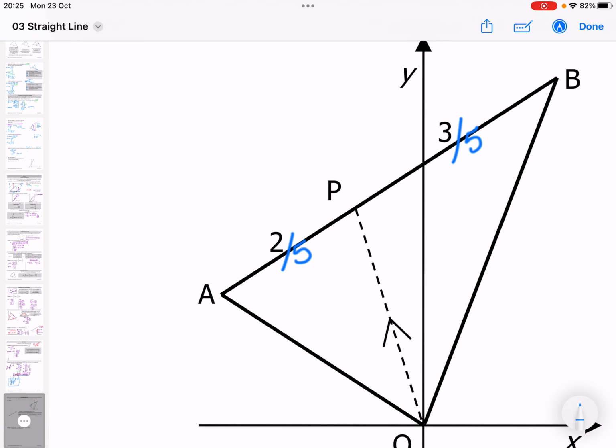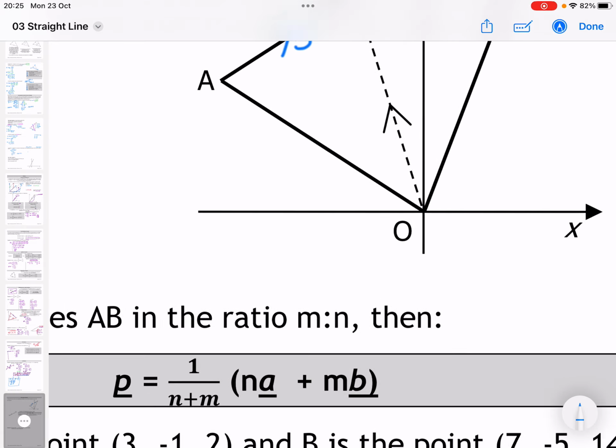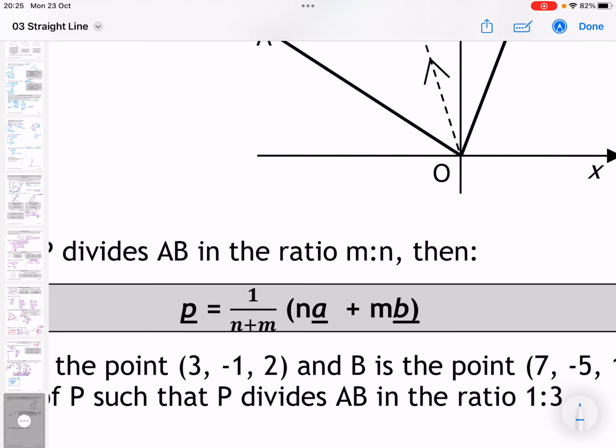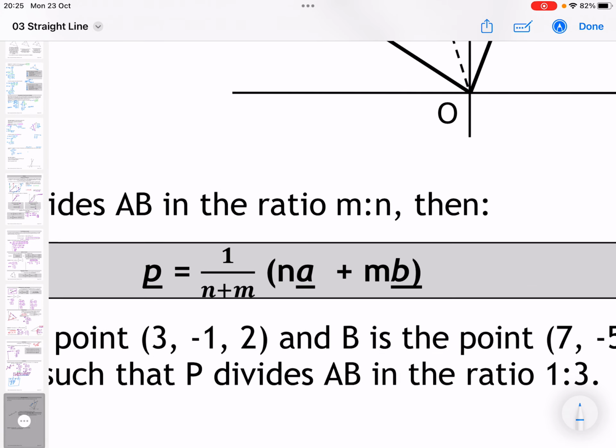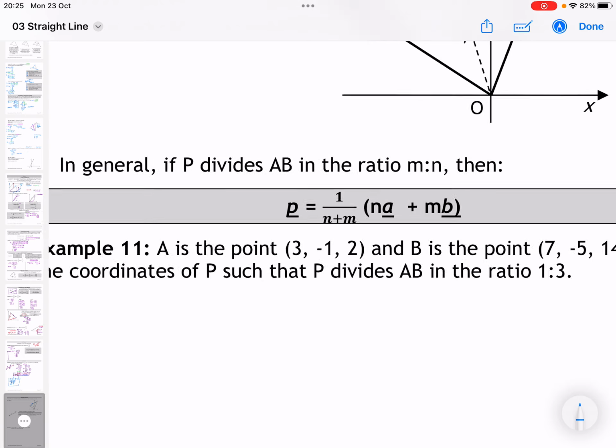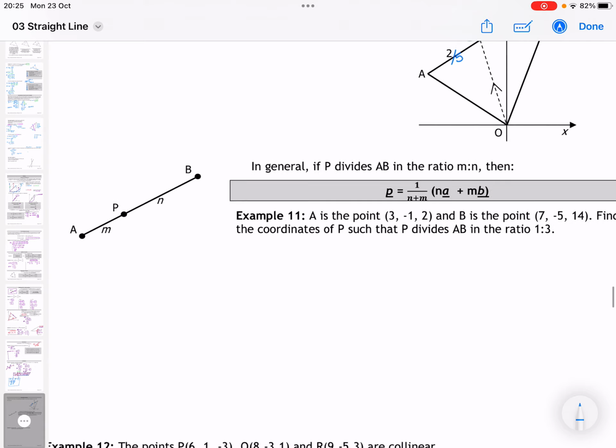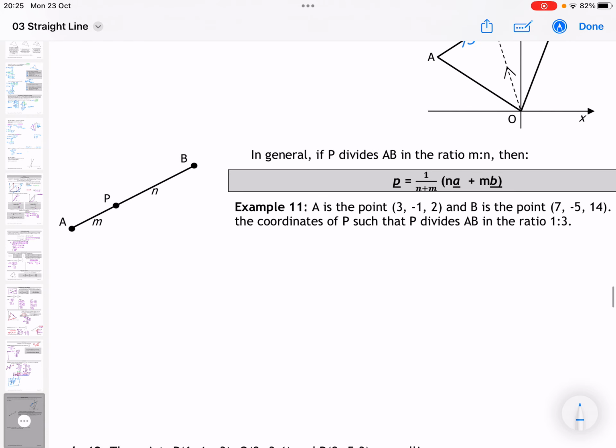But that also then allows us to be able to work out the coordinates of P in the middle. Now, there is a formula for that, in that P is the same as 1 over n plus m, which is your ratio, of nA plus mB. Now, that means that your ratio has to go m to n.